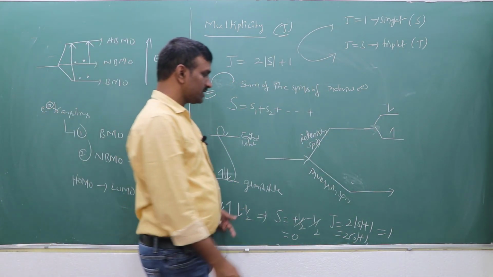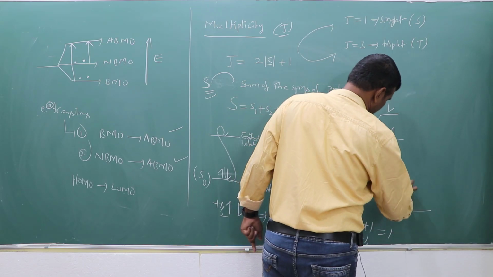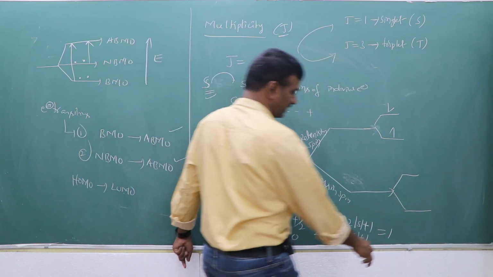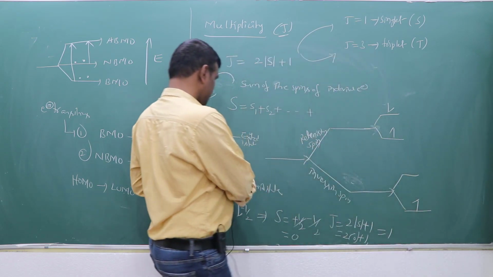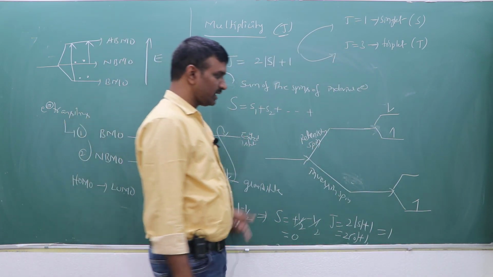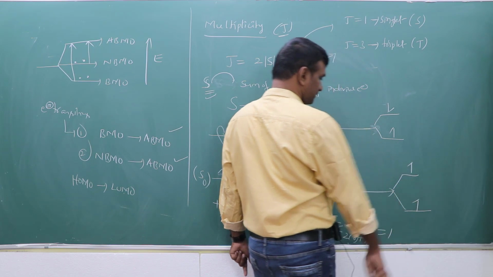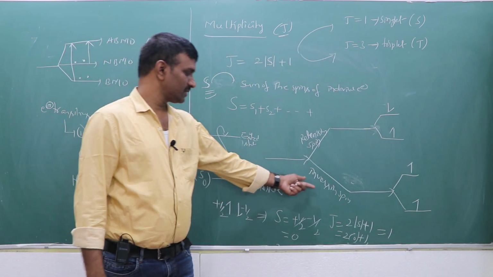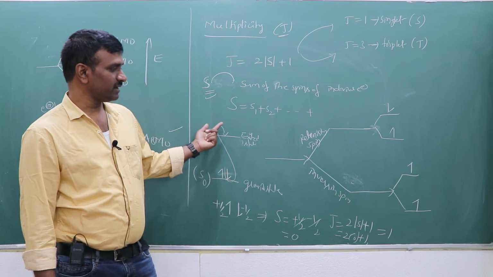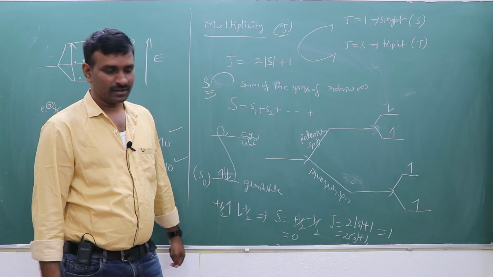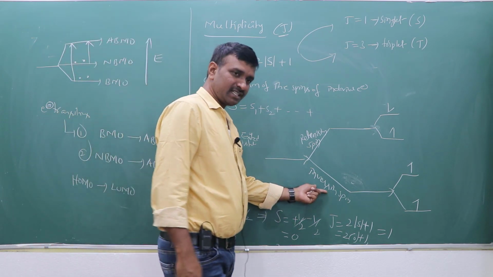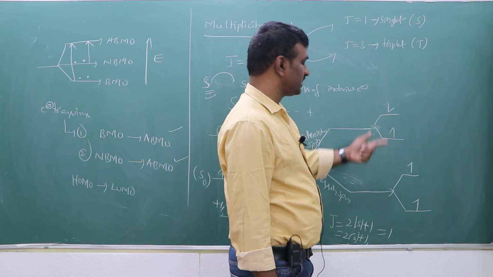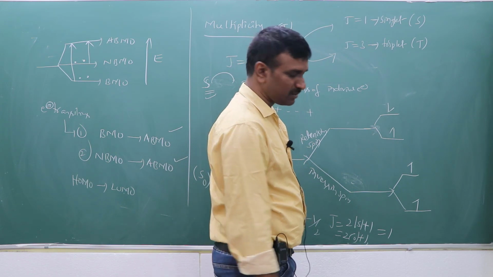If inversion of spin takes place, here it is plus half in this case, and the minus half spin is going to be reversed to plus half. If inversion of spin is there, the spin minus half becomes plus half in the excited state. So if inversion of spin takes place, is a triplet state or a singlet state produced? If retention of spin takes place, is a singlet state or a triplet state produced?